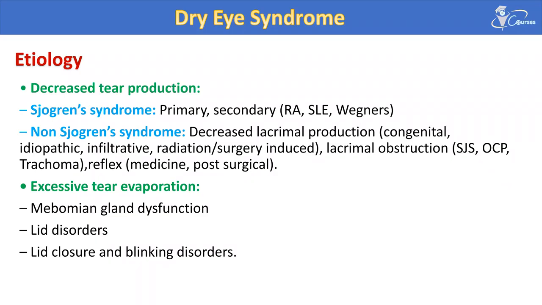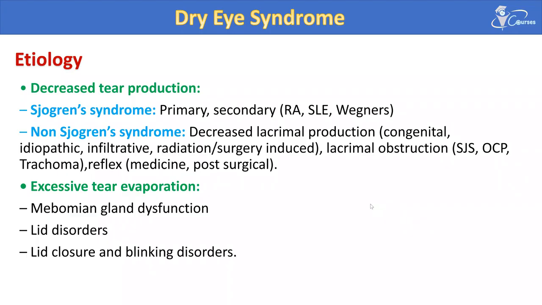The decreased tear production can be due to what's called Sjogren syndrome, which can sometimes be primary in the lacrimal gland, causing decreased lacrimal secretion. Or it could be secondary to rheumatoid arthritis, systemic lupus erythematosus or Wegener granulomatosis. So these will be the causes of the Sjogren syndrome. Non-Sjogren syndrome is when there is a decreased lacrimal production.